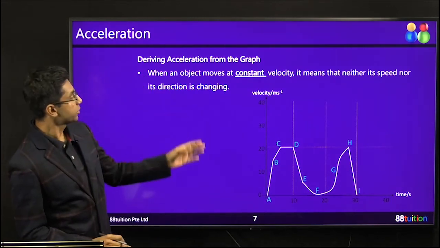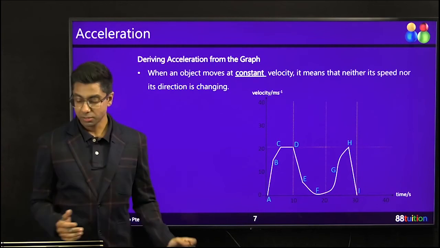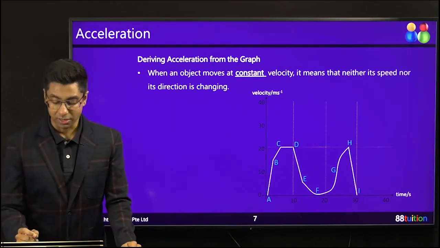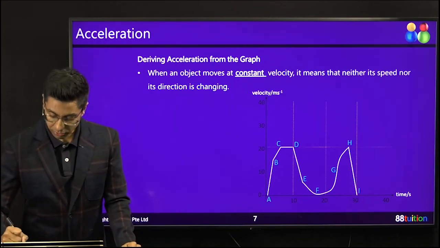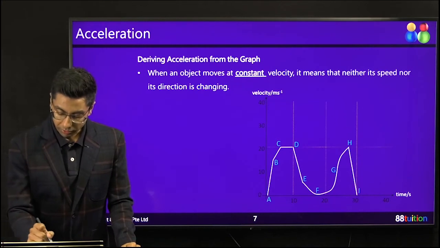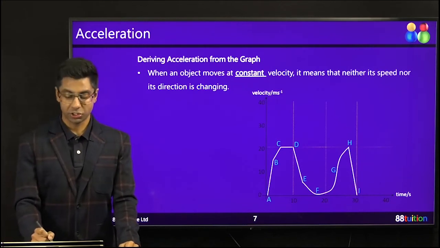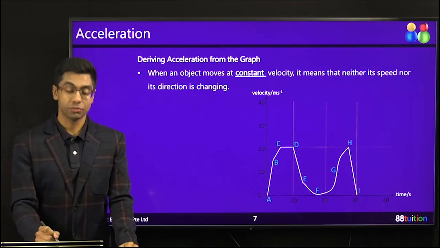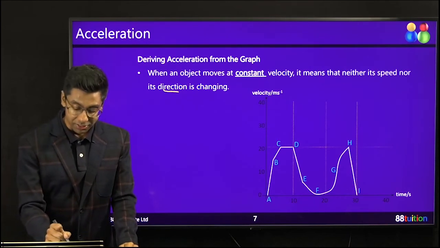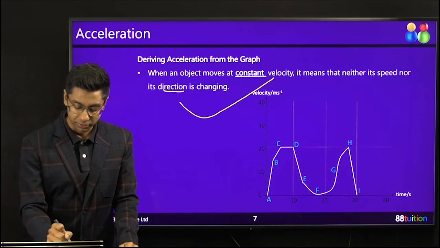All right, so when an object moves at constant velocity, it means neither its speed nor its direction is changing. This is constant velocity, okay? But constant velocity means neither its speed nor its direction is changing. Why? Velocity, you have to include this direction aspect as well, so very important.